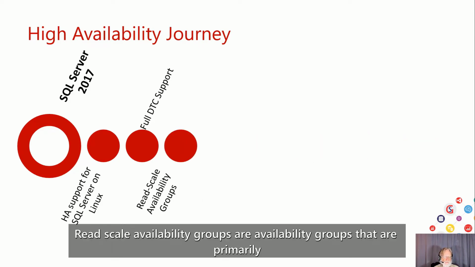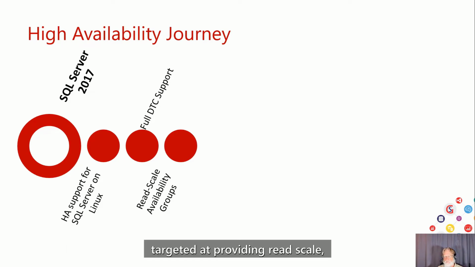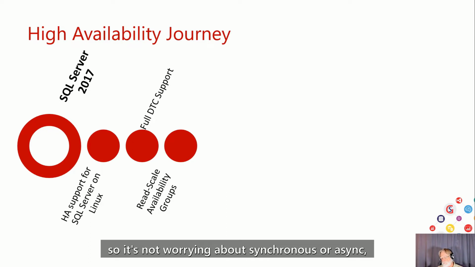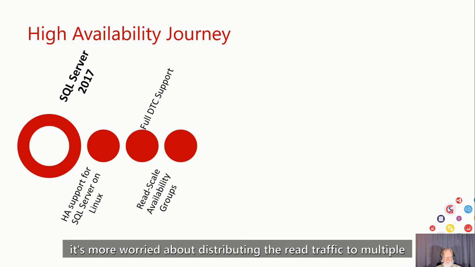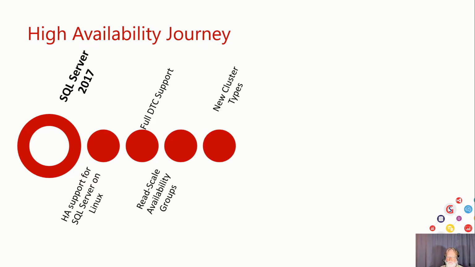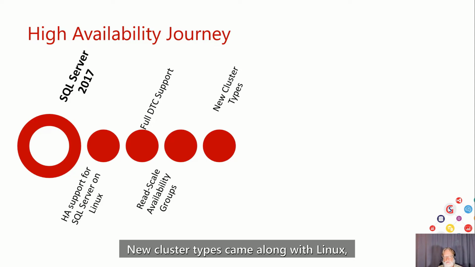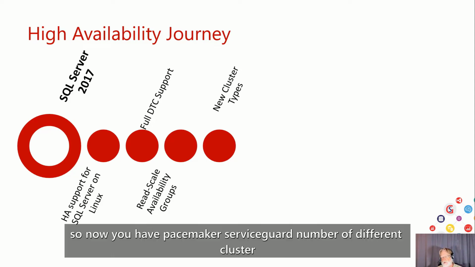Read scale availability groups are availability groups that are primarily targeted at providing read scale. So it's not worrying about synchronous or async, it's more worried about distributing the read traffic to multiple nodes. New cluster types came along with Linux, so now you have Pacemaker, Service Guard, a number of different cluster types on the Linux side.